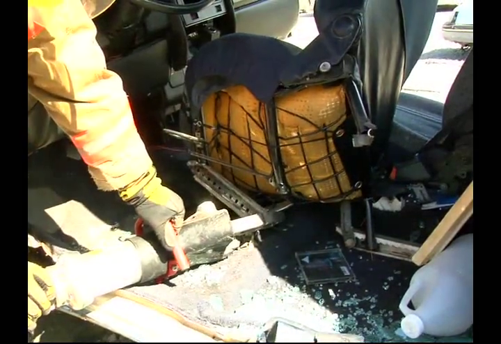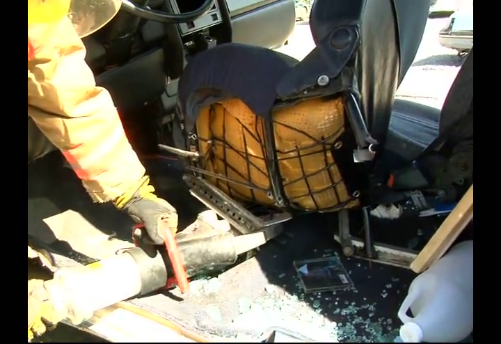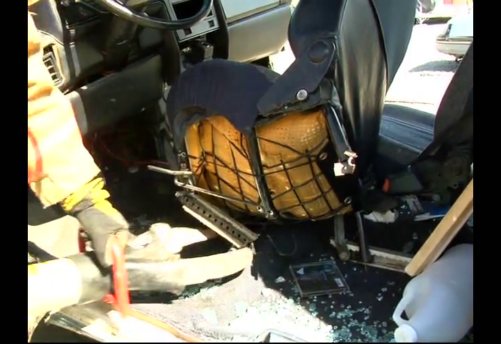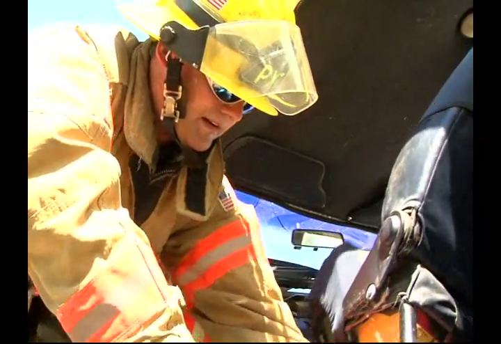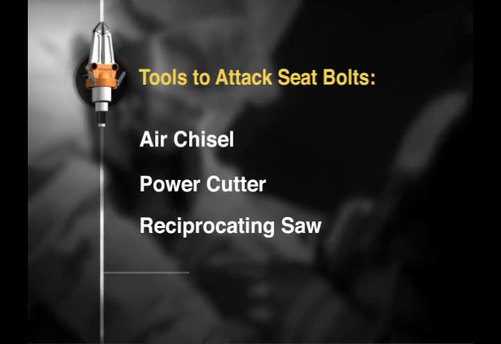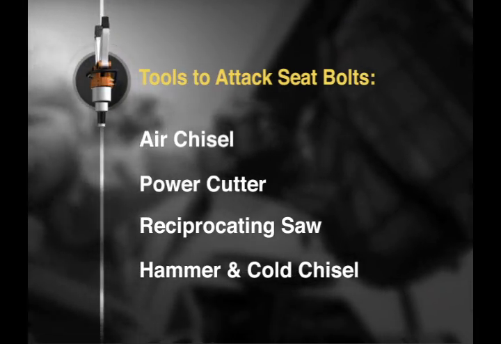If total seat removal is necessary, you can cut or chisel through the seat bolts or the seat tracks. To do this, use an air chisel, a power cutter, electric reciprocating saw, even a hammer and cold chisel.